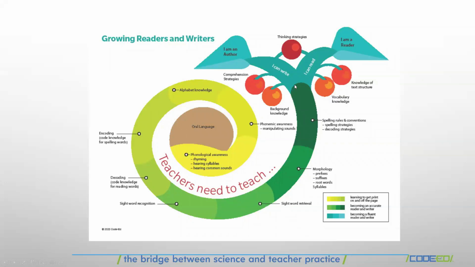Once you get to here, you can put words on the page, you can write, and you can get words off the page, you can read, but that is not enough to make you a reader or an author. You need to integrate all these other things: your knowledge of vocabulary and the background knowledge that goes with it, your knowledge of text structure, your critical thinking strategies, your comprehension strategies. When you put all those together, you can become a reader and an author. And that's our goal, of course, to build fluent, efficient readers and authors.